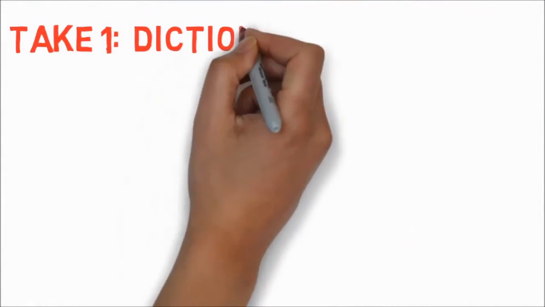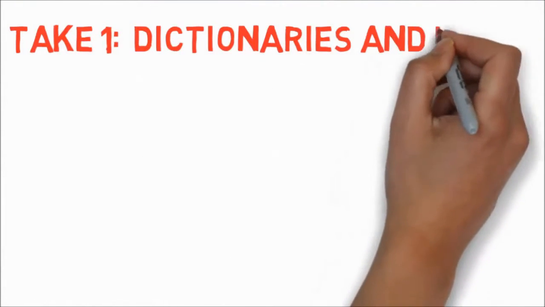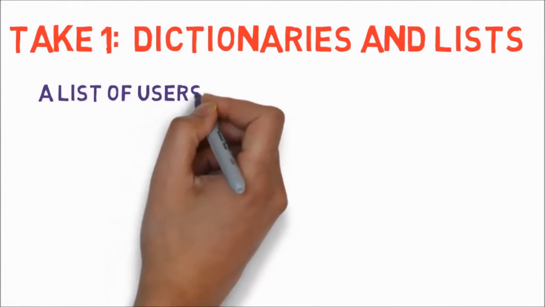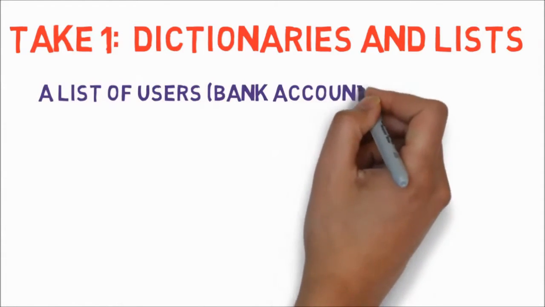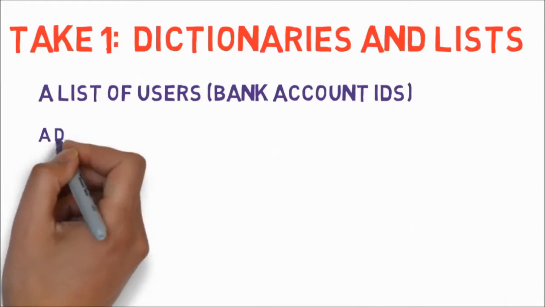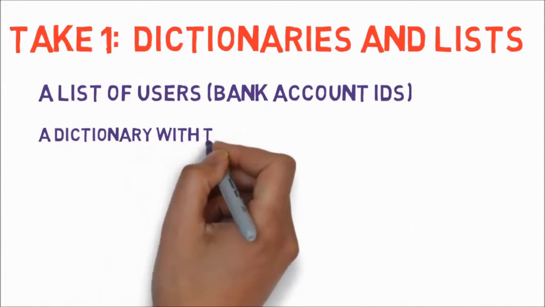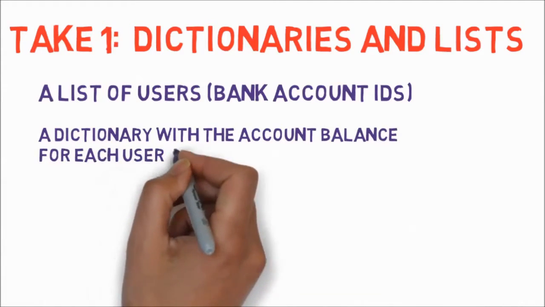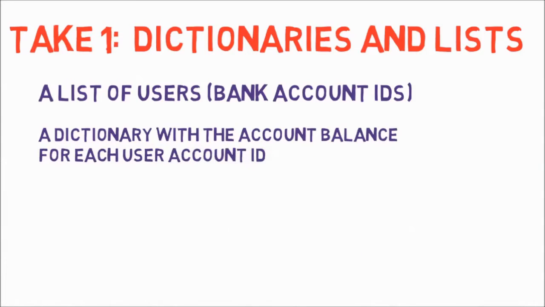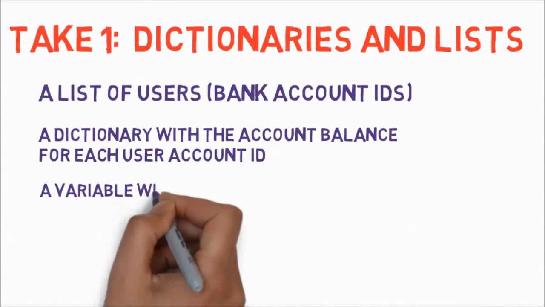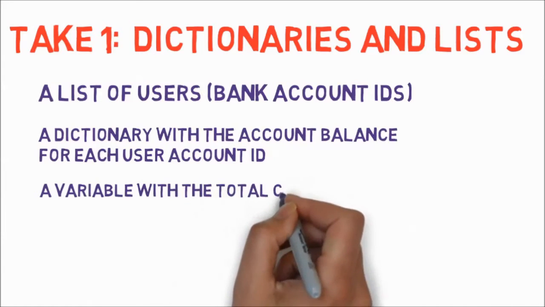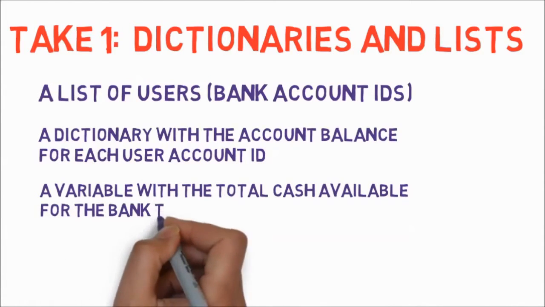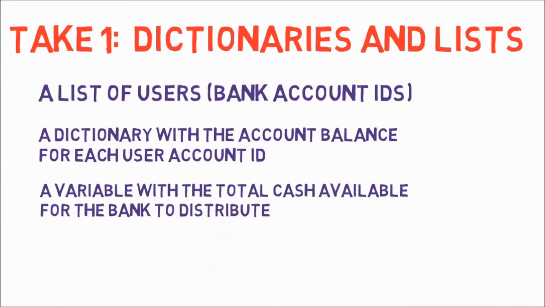The first option is to use dictionaries and lists. So to implement a bank ATM in code, first you need to have a list of users or bank account numbers that could be accessed via this particular ATM. Then you would need a dictionary with the account balance in each of these account IDs. Then you would have to maintain a variable with the total amount of cash that this bank could distribute. So until the cash is greater than 0, the ATM can keep dispensing cash.